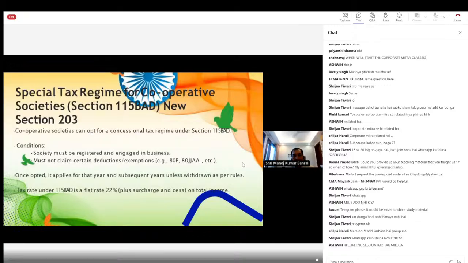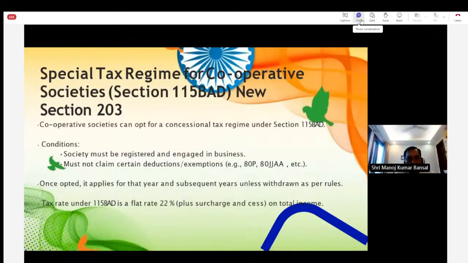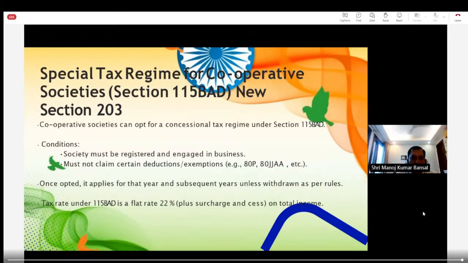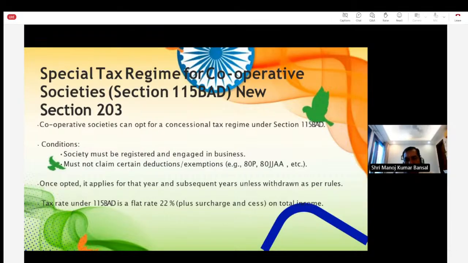Special tax regime for cooperative societies, section 115BAD. New section is 203. Cooperative societies can opt for the concessional tax regime under section 115BAD. Conditions are: societies must be registered and engaged in business, and must not claim certain deductions and exemptions. Example, 80P, 80JJAA. 80JJAA is for employment benefits.